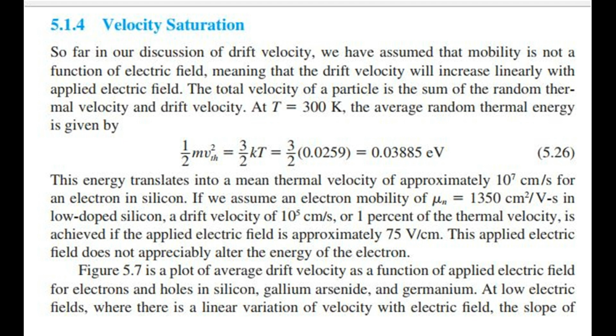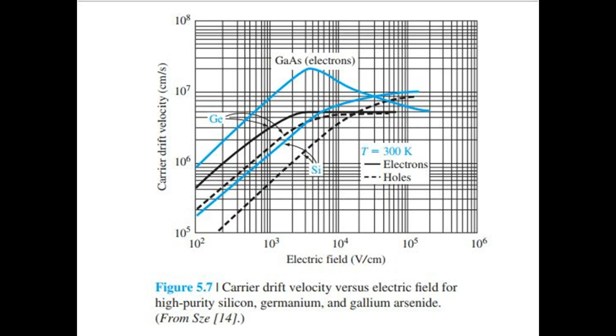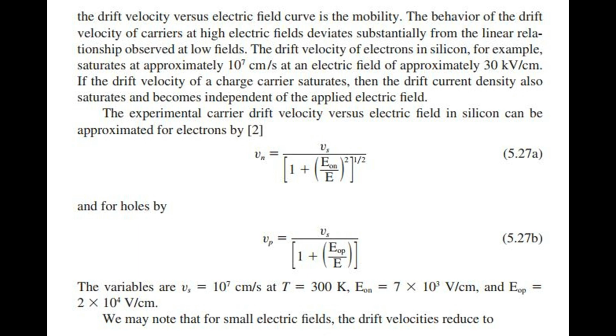Figure 5.7 is a plot of average drift velocity as a function of applied electric field for electrons and holes in silicon, gallium arsenide, and germanium. At low electric fields, where there is a linear variation of velocity with electric field, the slope of the drift velocity versus electric field curve is the mobility. Figure 5.7: carrier drift velocity versus electric field for high-purity silicon, germanium, and gallium arsenide.